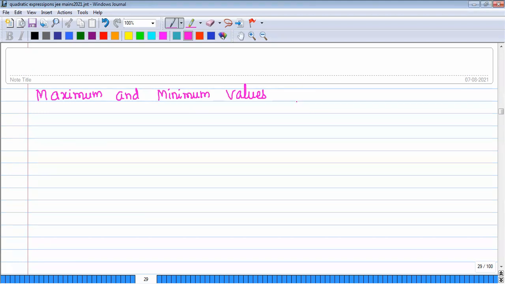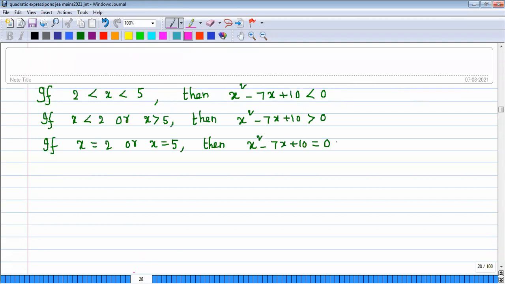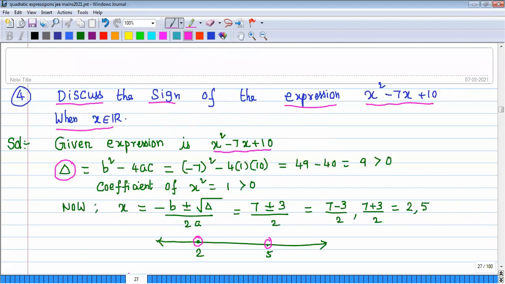Maximum and minimum values of ax square plus bx plus c. Here a does not equal 0.